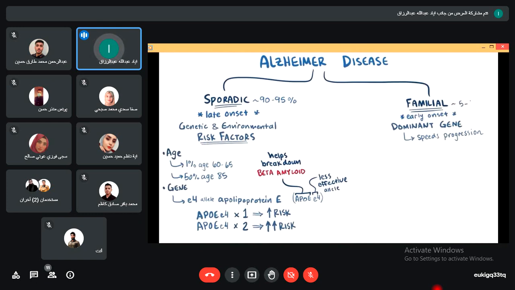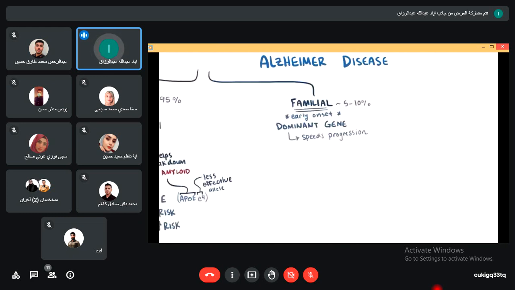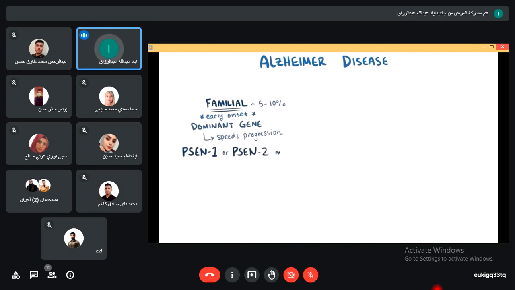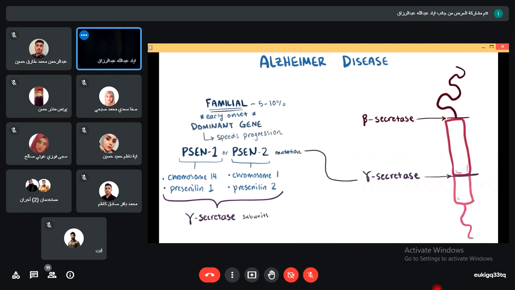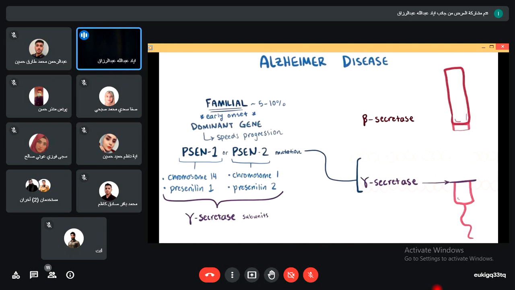So sometimes familial Alzheimer's disease is referred to as early onset Alzheimer's. Familial accounts for about 5 to 10% of cases and can be caused by several gene mutations. First, mutations in the PSEN1 or PSEN2 genes on chromosome 14 or chromosome 1, respectively, have been linked to early onset Alzheimer's. These genes encode for presenilin 1 and presenilin 2, both protein subunits of gamma secretase. Mutations in these genes can change the location where gamma secretase chops APP, producing different length beta amyloid molecules, which seem to be better at clumping up and forming plaques.